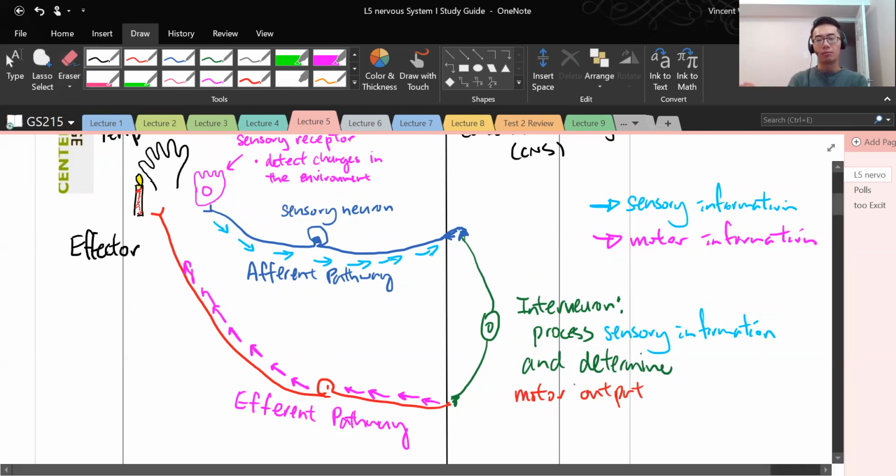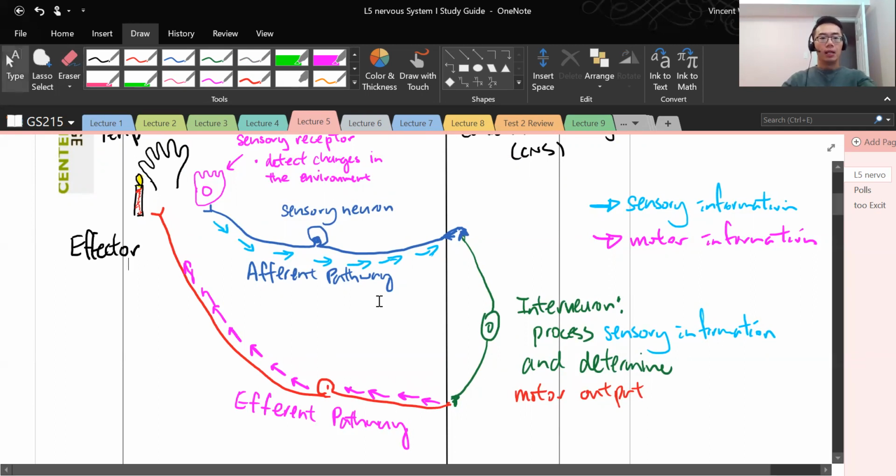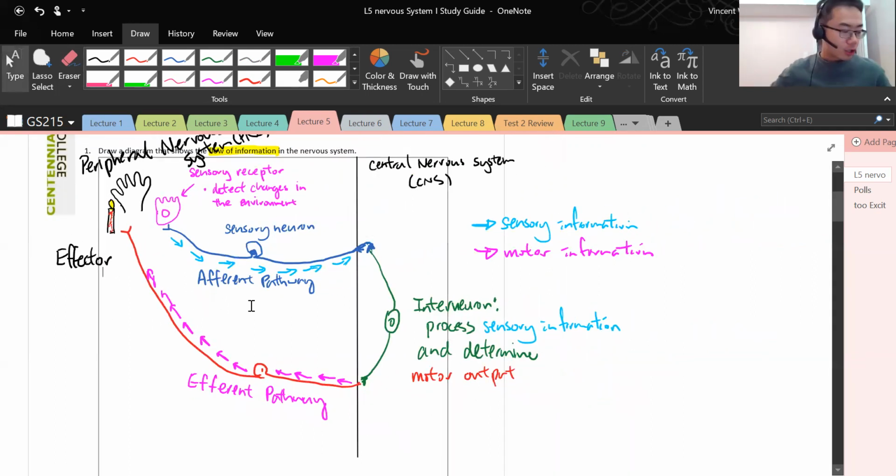So it could be a muscle. In this case, it is a muscle. You remove your hand. It could be a gland that causes secretion of a hormone. It could be an organ like the heart. The heart rate goes up. So that's the flow of information.